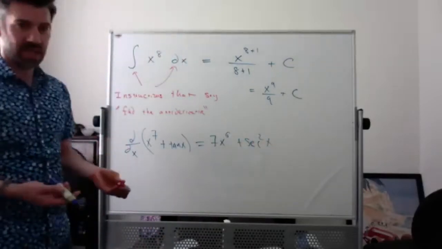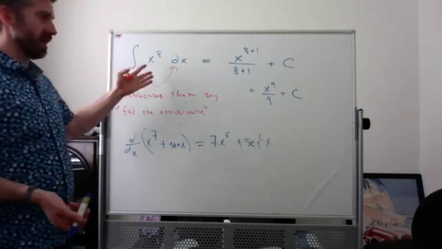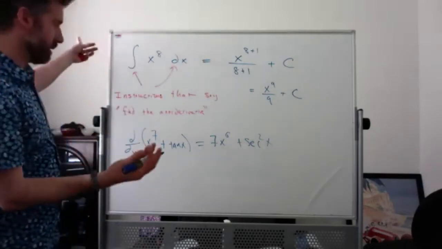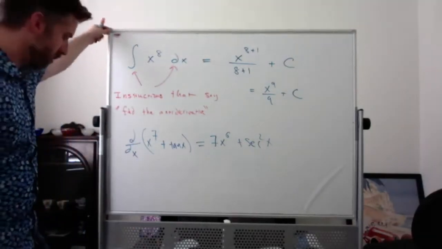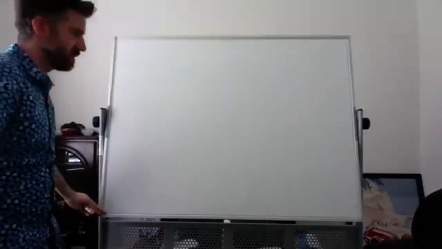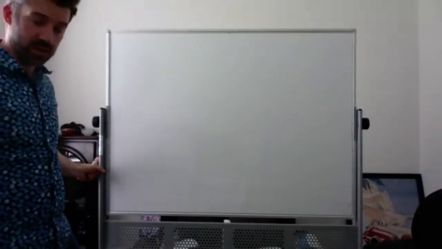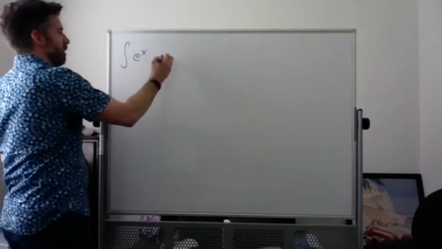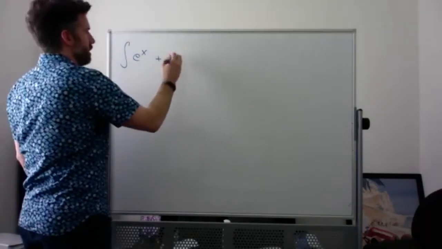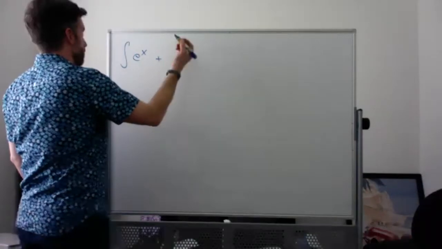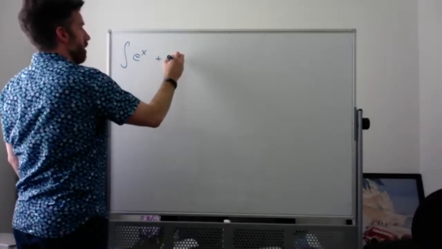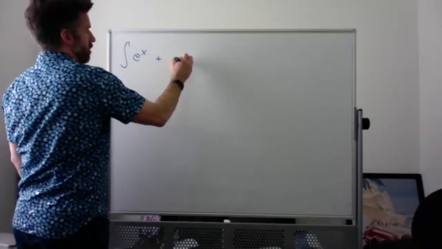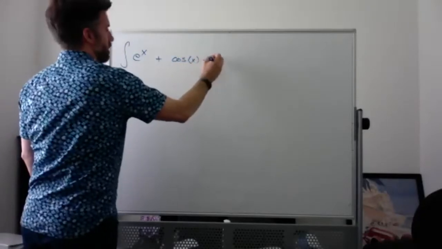So that's the basic idea: the antiderivative of x to the 8th is x to the 9th over 9 plus c. And when we're finding antiderivatives, the answers are always functions. So if I'm going to find, say, the antiderivative of e to the x plus, cosine of x plus x squared.